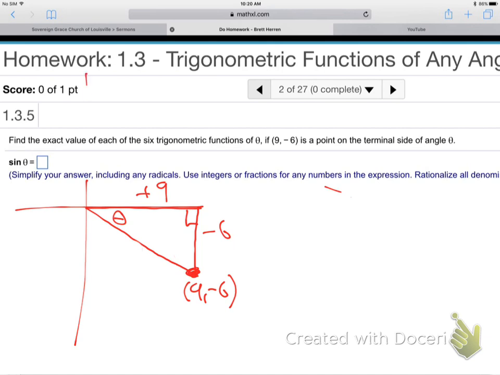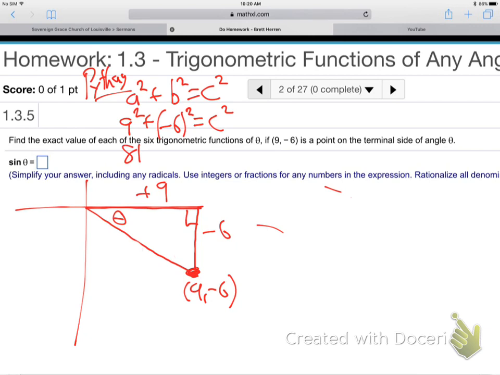So the Pythagorean theorem: a squared plus b squared is c squared. So 9 squared plus negative 6 squared, so it is 81 plus 36. 117, yeah, 117. So it's the square root of 117. Are we good there? So c is the square root of 117.